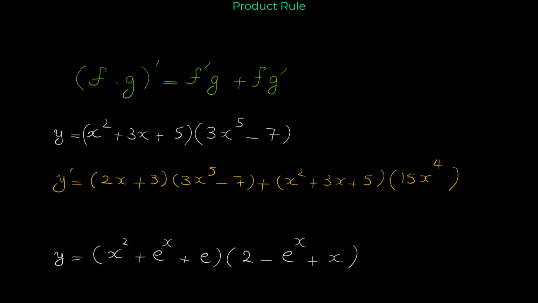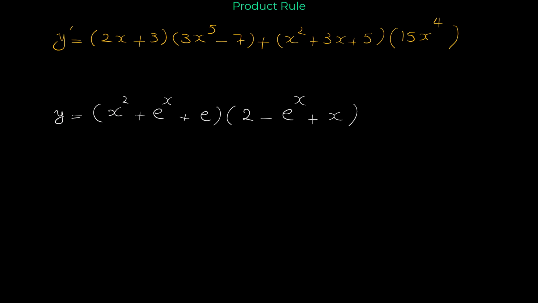So the derivative of this function is y prime equals f prime, the derivative of the first function, the derivative of the first bracket. What is the derivative of x to the 2? Based on the power rule, it is 2x. The derivative of e to the x is e to the x. E to the x is the only function whose derivative is itself. So it's easy to remember.